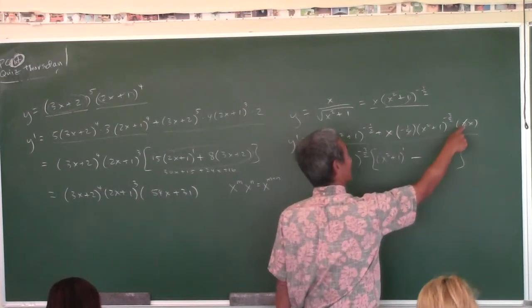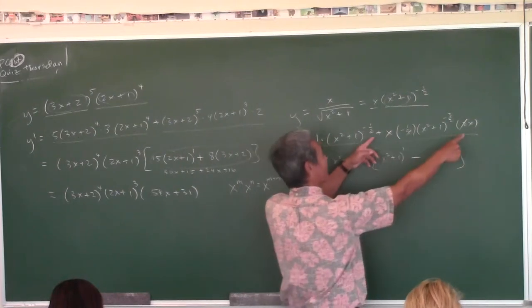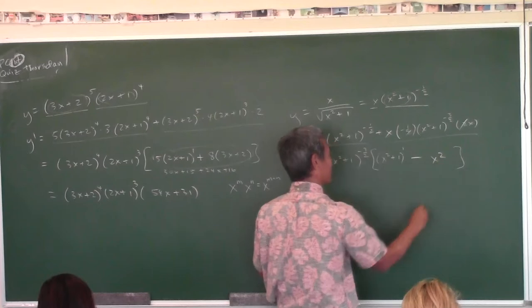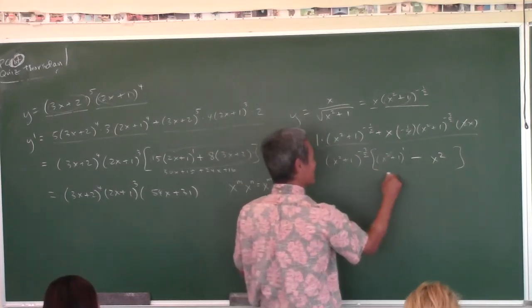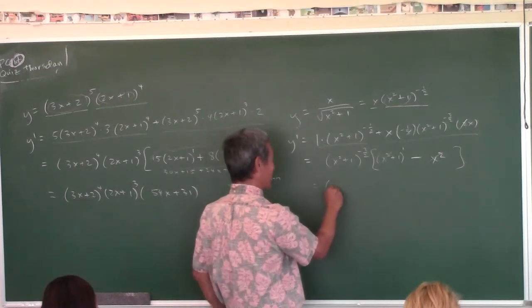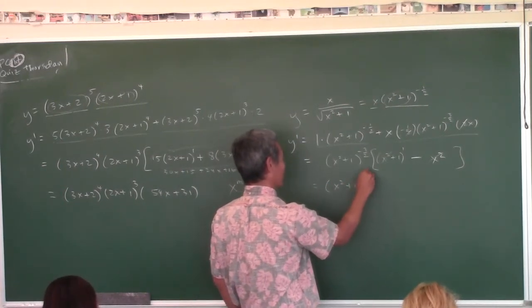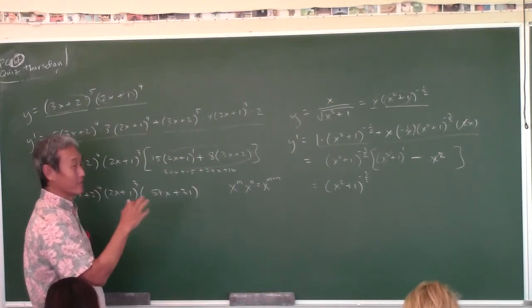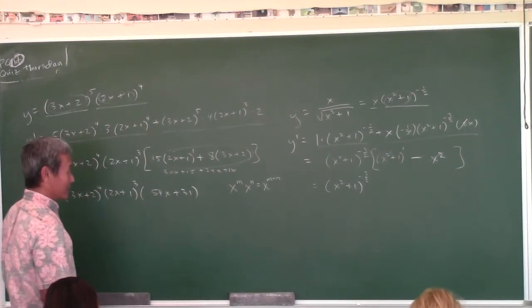Minus, okay, the 2's cancel out. If I factor that out from there, what's left? An x, right? Which is x squared. Hey, this x squared cancels that x squared. All you're left with is 1. So your final answer is x squared plus 1 to the negative 3 halves. I'm pretty sure this is a homework problem tonight. Let's see if you can do it again all by yourself.